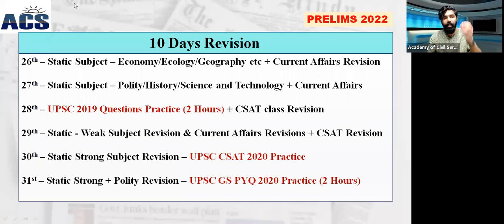First priority, all of you have to give priority to static subjects like economy. We already mentioned that in every prelims, every year, 30 to 35 questions come from economy, including agriculture economy.